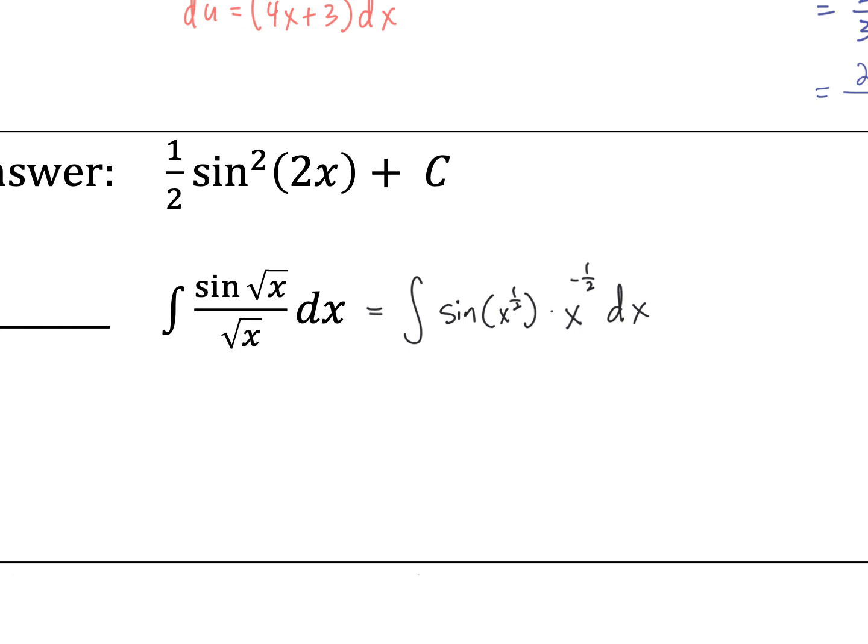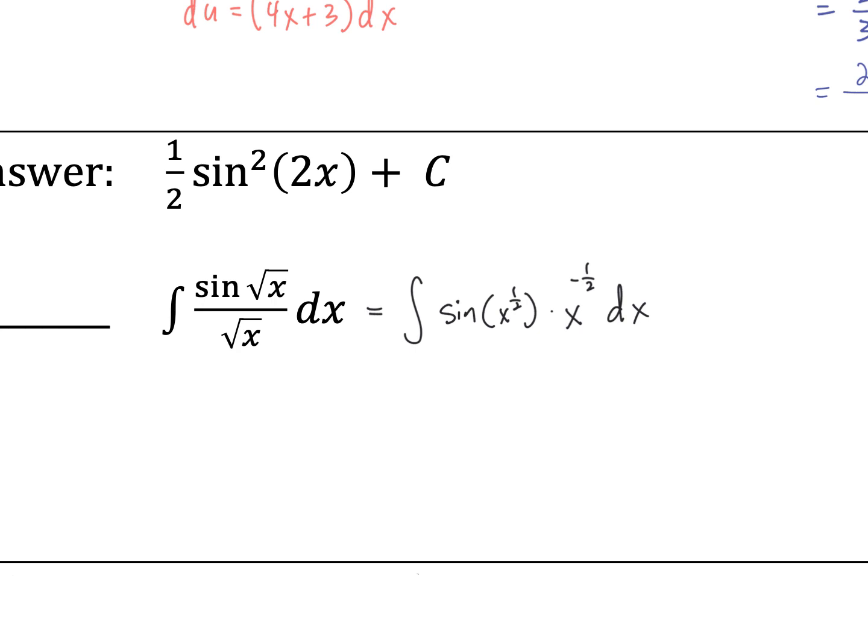Now, do you notice if you make this u, the derivative of x to the 1/2 is 1/2 x to the negative 1/2, which is perfect, right? We have x to the negative 1/2 here. The 1/2 that you get will cancel out later, just like we did with the first couple. Whatever you make u, you have to have the derivative of that multiplied on the outside, but it could differ by a constant that's multiplied.